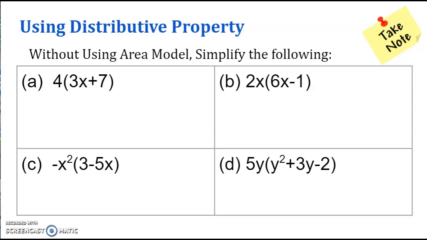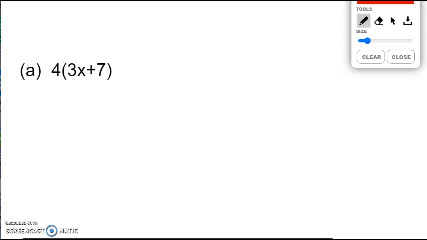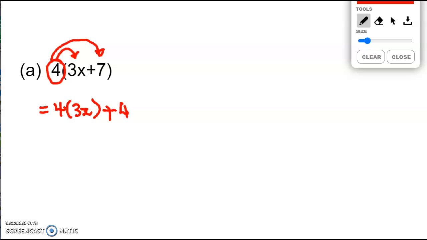Okay, I'm going to assume you had a chance to do this, so I am going to do the problem. Your 4 is being multiplied to 3x, and then to that you're adding 4 times 7. So 4 is being multiplied to 3x first, and then to that you're adding 4 being multiplied to the second term, which is 7. So 4 times 3 is 12 times x, and then 4 times 7 is 28. So that's your final answer.